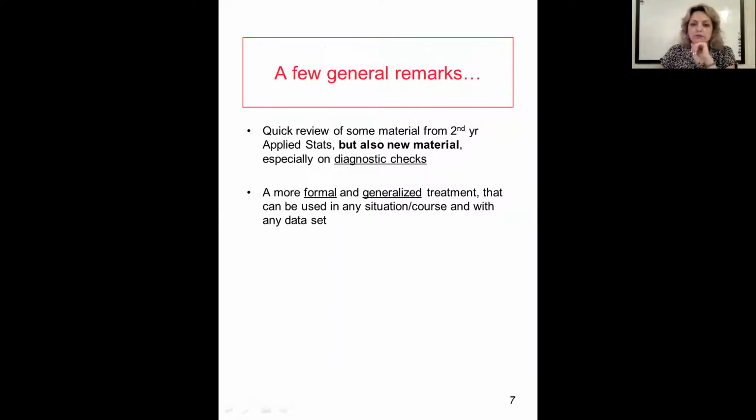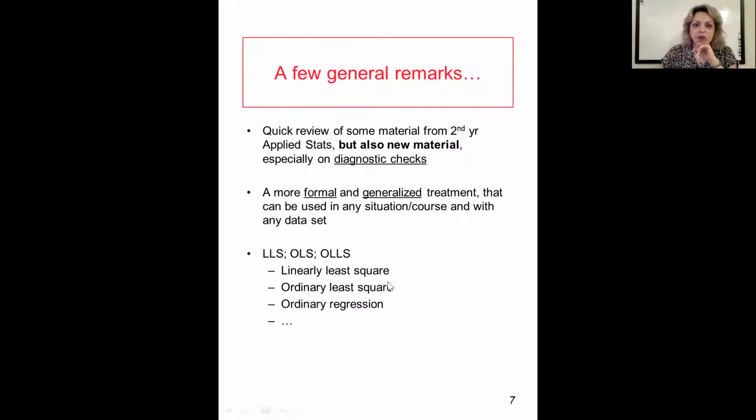So, a few general remarks. We're going to quickly review some material from second year applied stats, but there is also new material, especially on the residual parts and the diagnostic checks. We are going to learn about some new residuals like PRESS, a more formal and generalized treatment that can be used in any situation, like in the course, and with any data set. You will hear me say linear least squares, ordinary least squares, or ordinary regression. These are the regression models that I will call by these names.